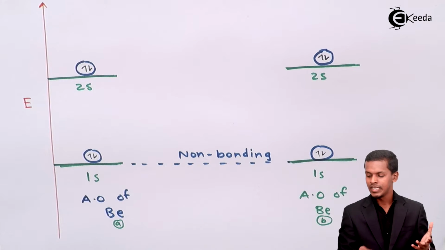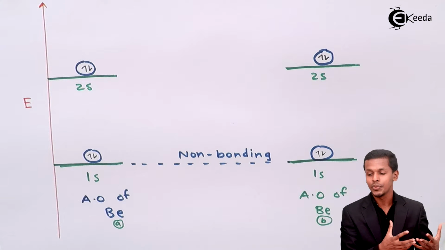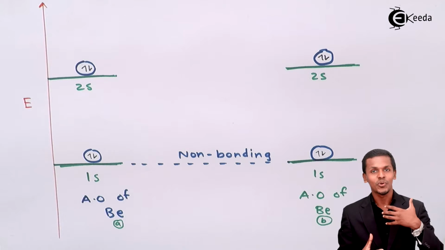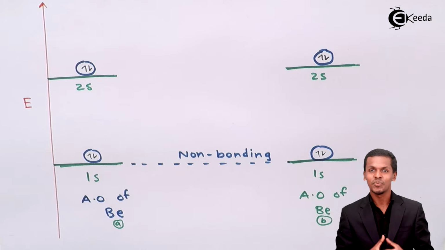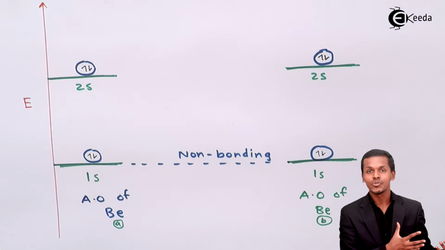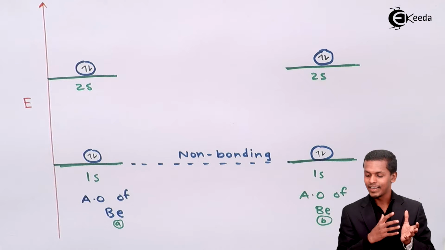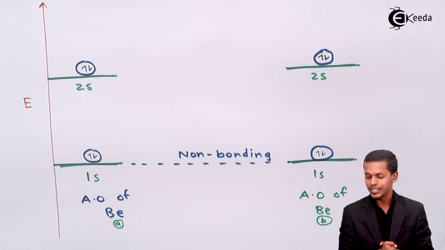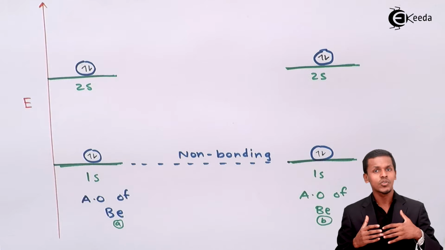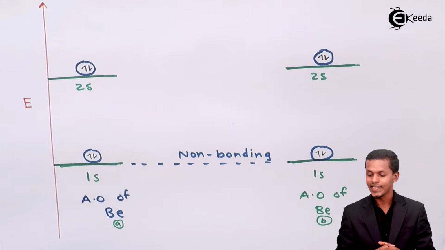And obviously this 1s orbital is very close to the nucleus, and the nucleus will not allow its electrons to bond with the other atom, because they are closely attached to the nucleus and have a strong force of attraction. But the 2s orbital will be far away from the nucleus, and that's the reason it can play a vital role in the formation of a bond.